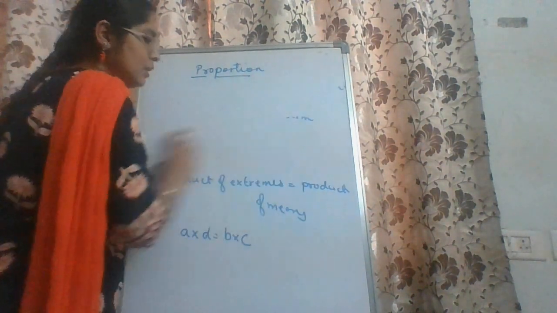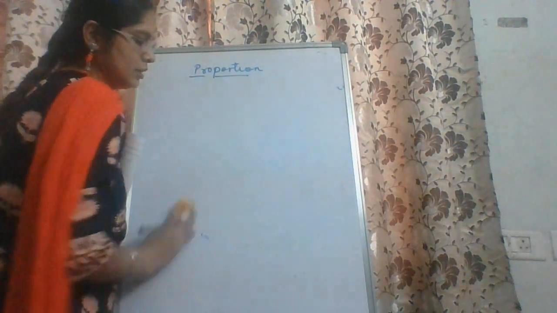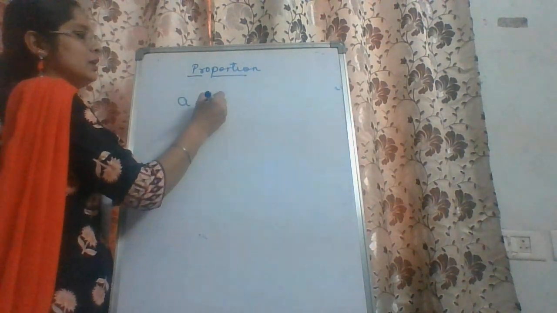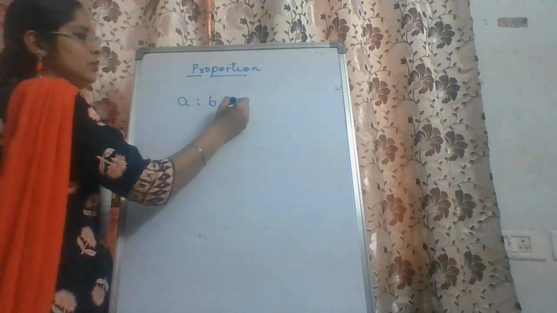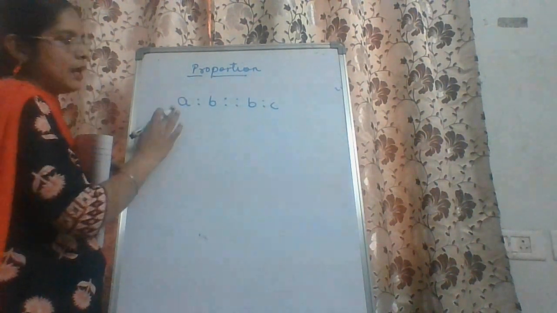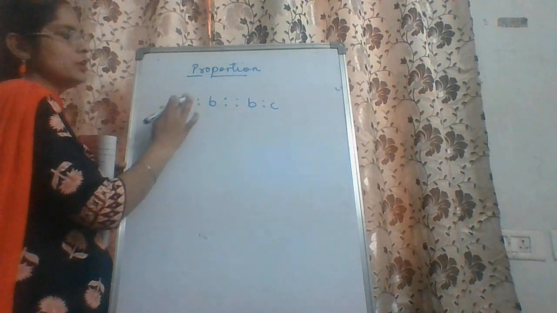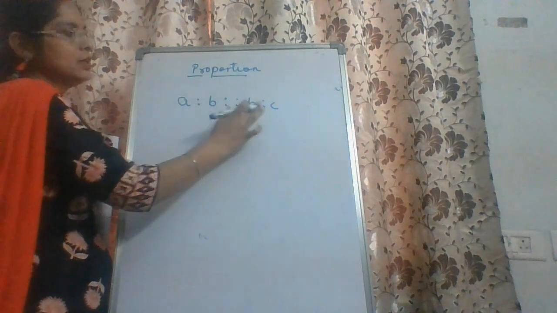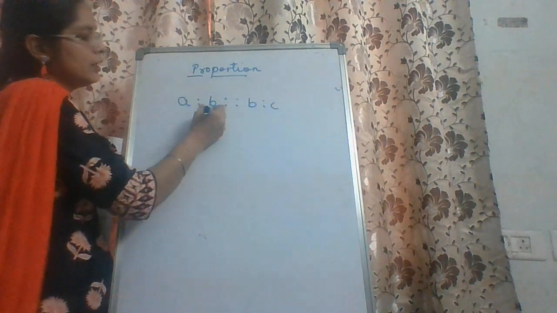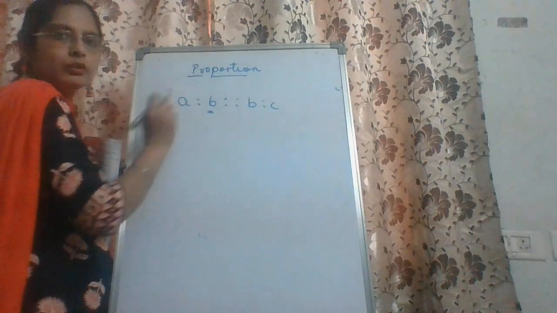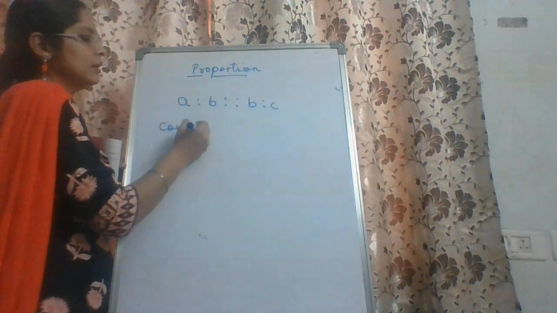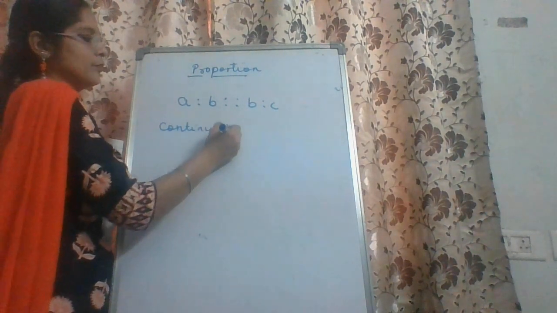Now, when the proportion is this way, see what is the difference. A is to B proportional to B is to C. A is the first proportion, B is the second proportion, C is the third proportion. You can see that term B is continued to the next ratio. It is called continued proportion.